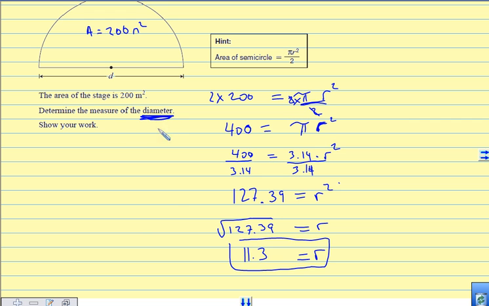11.3 is our radius, but if we go back to the question, it says the diameter, and since we know diameter equals 2 times the radius, the diameter would be equal to 2 times 11.3, which would be 22.6, and that is meters.